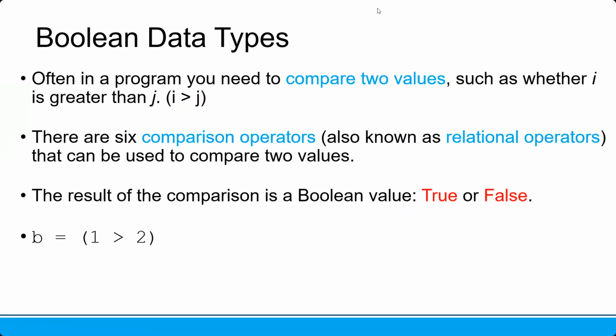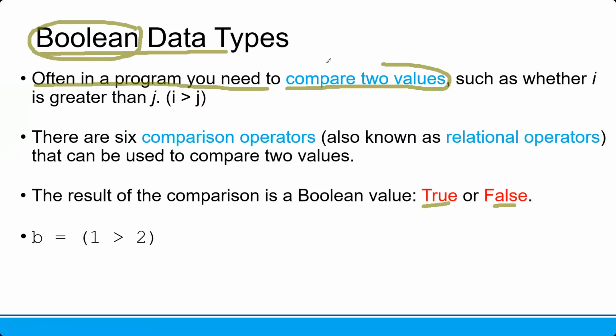So there is one data type, we call it Boolean data type. The word Boolean means something only related with true or false. So often in a program, you need to compare two values, such as whether I is greater than J. So if I is higher than J, then you will do something. If not, then you will do other things.